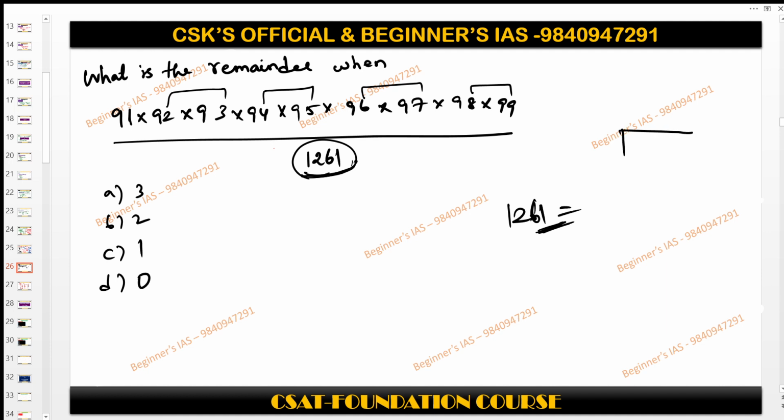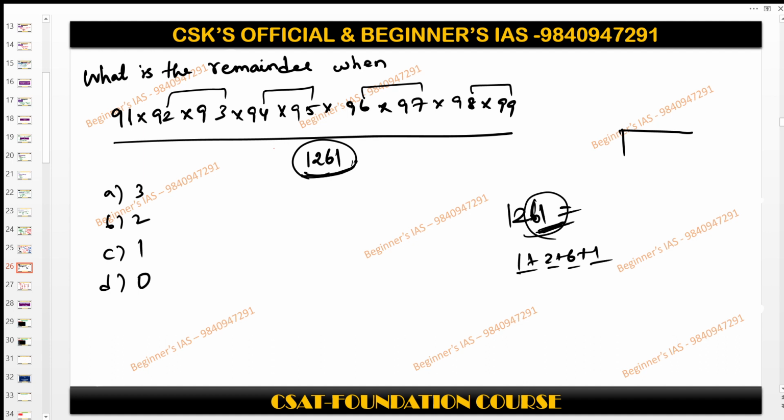Check whether 3 is a factor or not. 1 plus 2 plus 6 plus 1 is 10, so 3 is not a factor. Like this you need to check whether 4 is a factor or not. Check the last 2 digits: not divisible. So 5 is also not a factor, isn't it? 6 is also not a factor, since the unit place is odd.